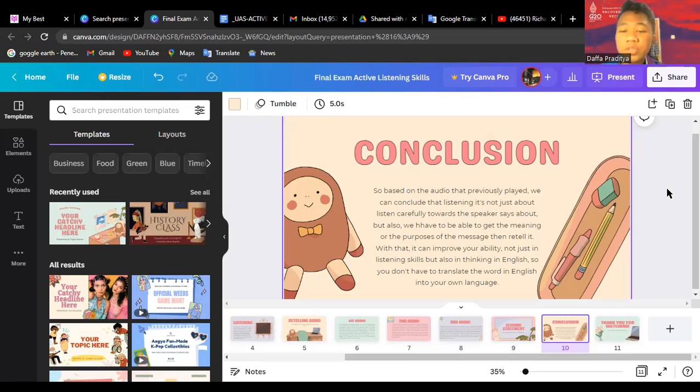So you don't have to translate the words in English into your own language. You just have to have a conversation in your own language. Like if you are an Indonesian person, if someone tells you something, like information or something that really matters, you can just directly respond to them. And vice versa in English.